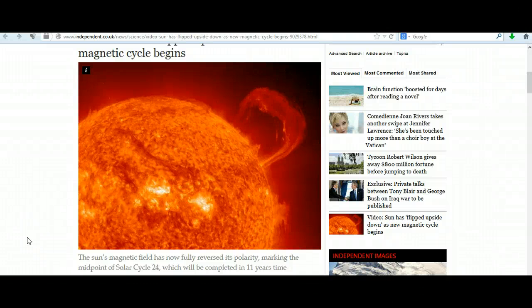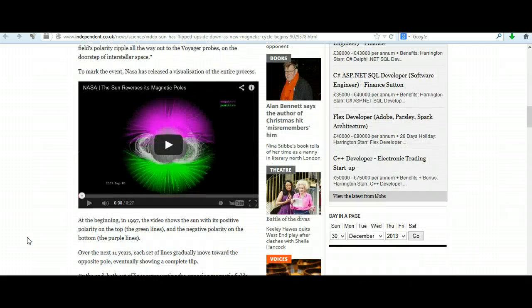Well, guys, this is what we've been waiting for. Solar cycle 24 has now officially reached its midpoint because we have seen both the poles reverse their polarity. Now, to understand this more, NASA has put out a video, but basically what you see is the positive and negative poles decaying and relocating on the opposite side. Okay, and this is what we call a magnetic pole reversal.